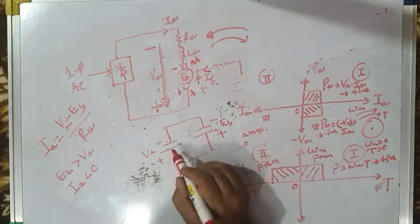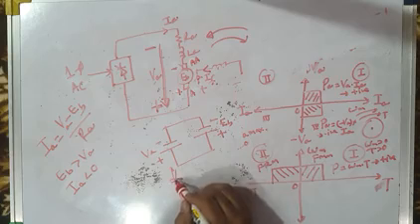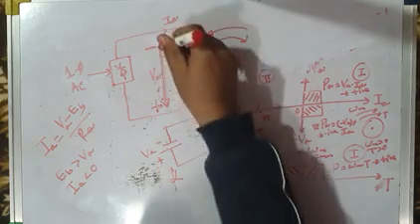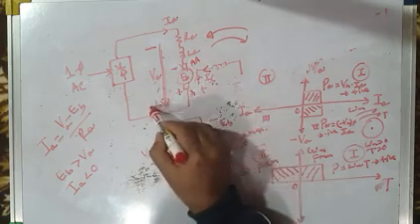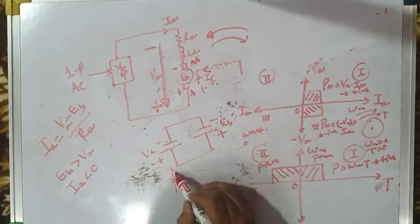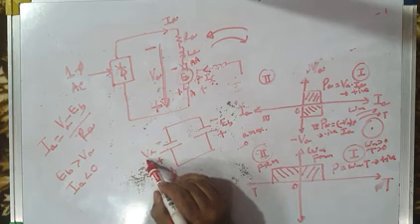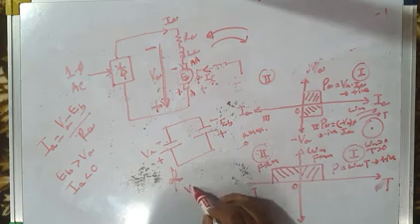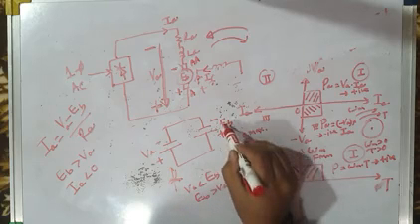VA is controllable. VA is alpha controlled. Here you make alpha greater than 90 degrees and average output voltage has reversed its polarity. For alpha greater than 90 degrees, average output voltage becomes negative like this. And then by controlling alpha, you can adjust the value of VA such that VA is less than EB, or in other words, EB is greater than VA.